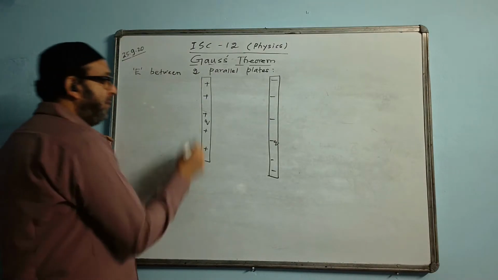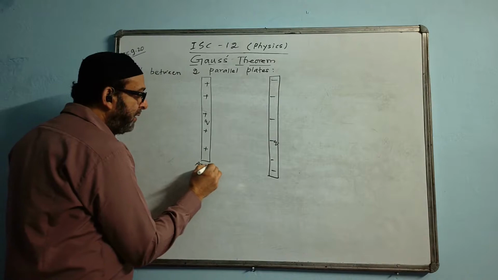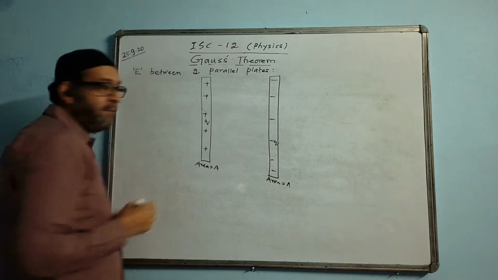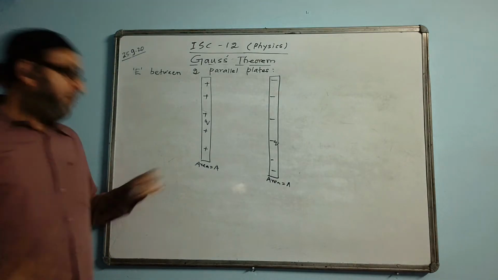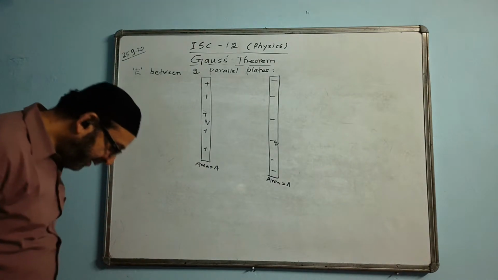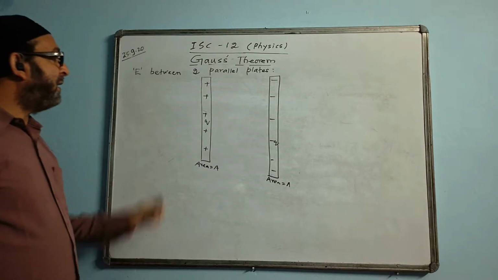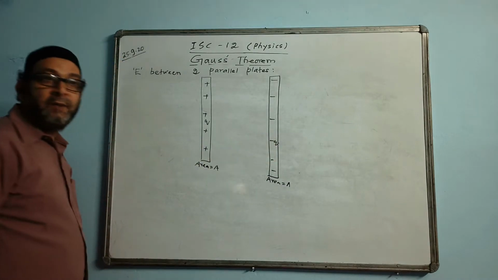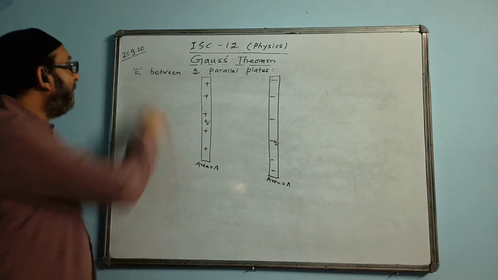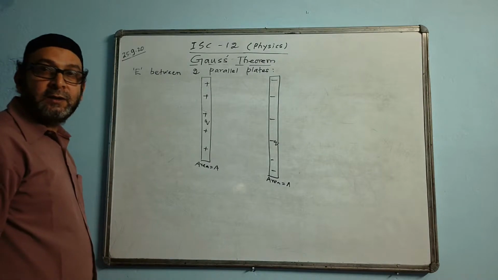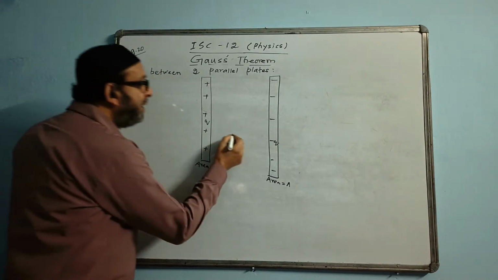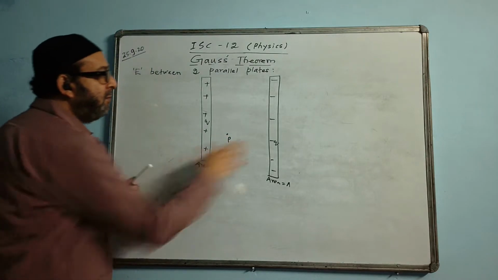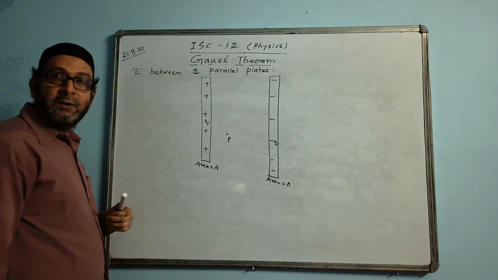And the area of each plate I'll take as A. Here also the area of each plate is equal to A. Now the question is asking you to find the electric field at a point anywhere in between the plates. You have to find the value of E between two parallel plates. I'll take a point anywhere in between, P. You can choose any point in between the plates.